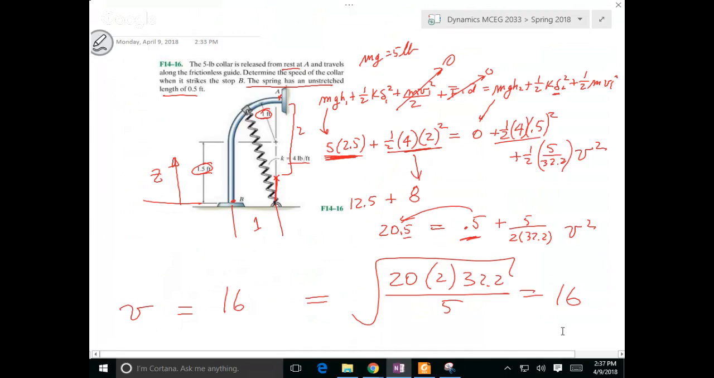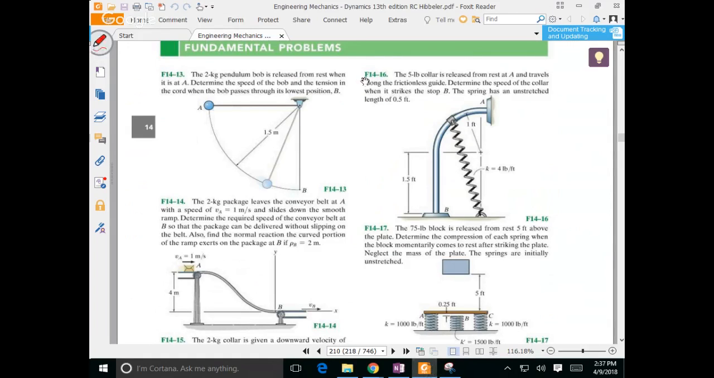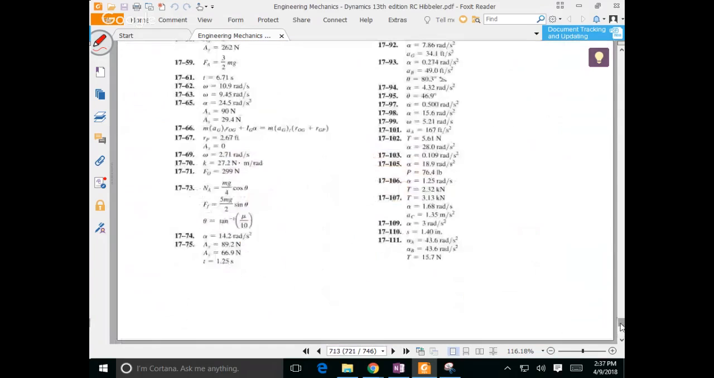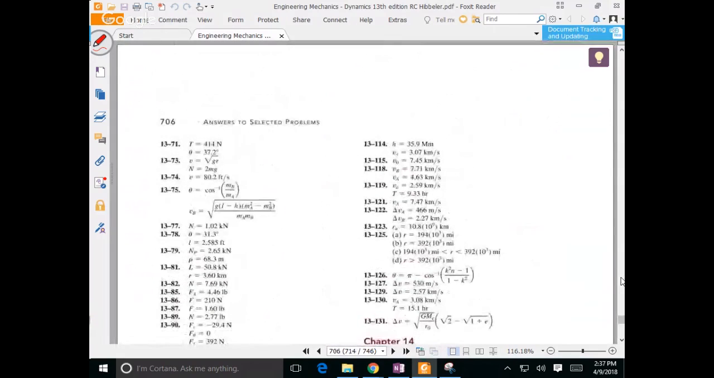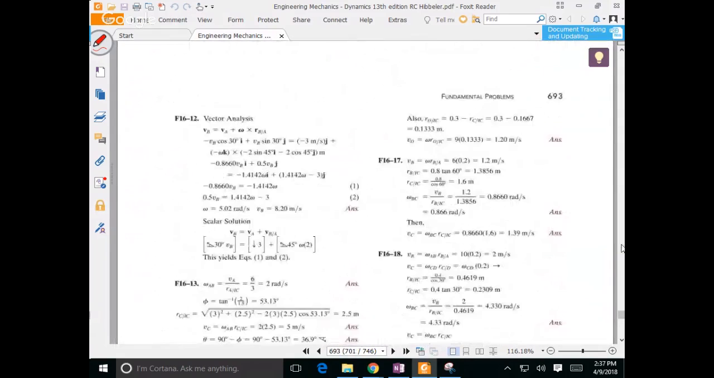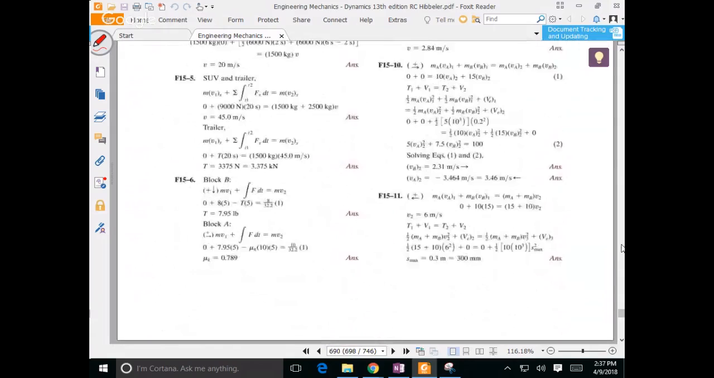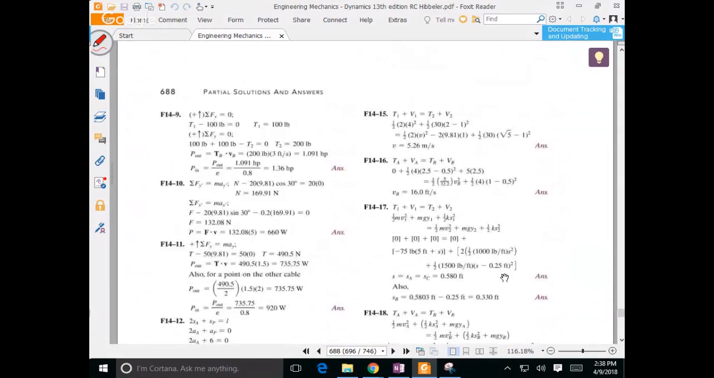So it's really that simple. These problems are incredibly simple. Here, let me check the back. Okay, F, 1416. Nope, 14. Is the F's before these? Yeah, it's got these. Yeah, was it 14? Okay, 16.